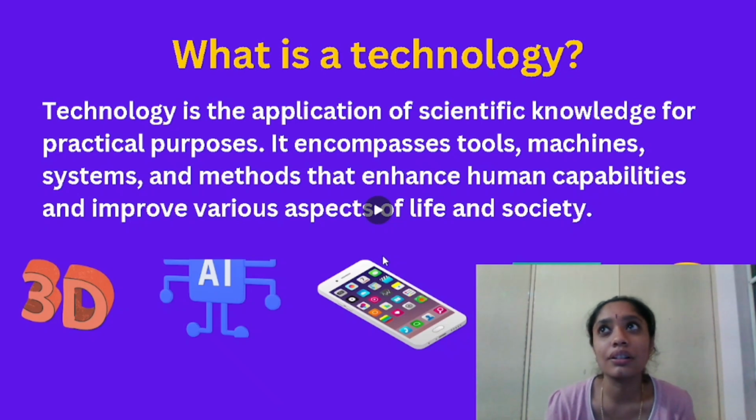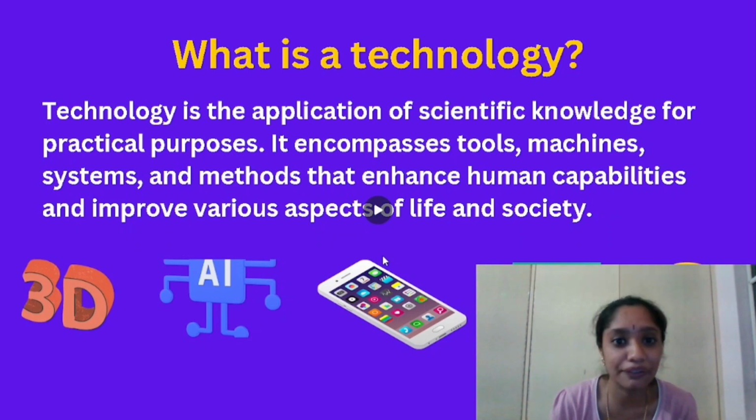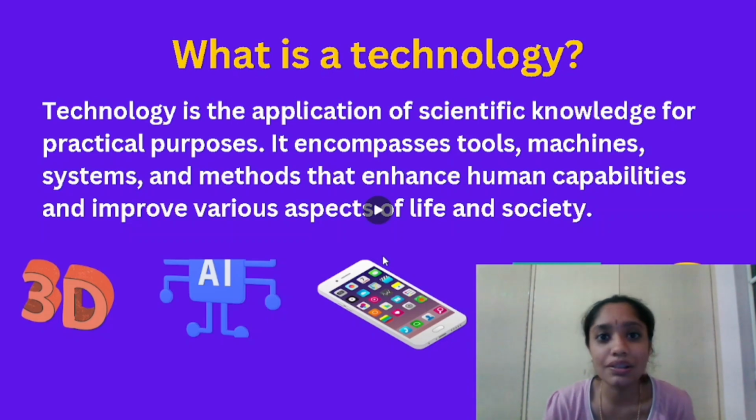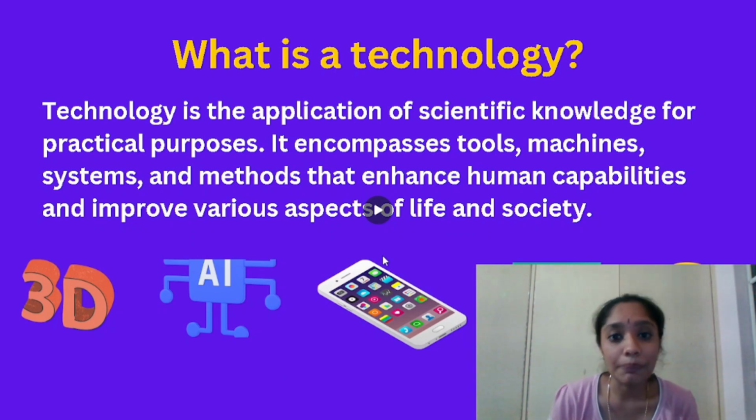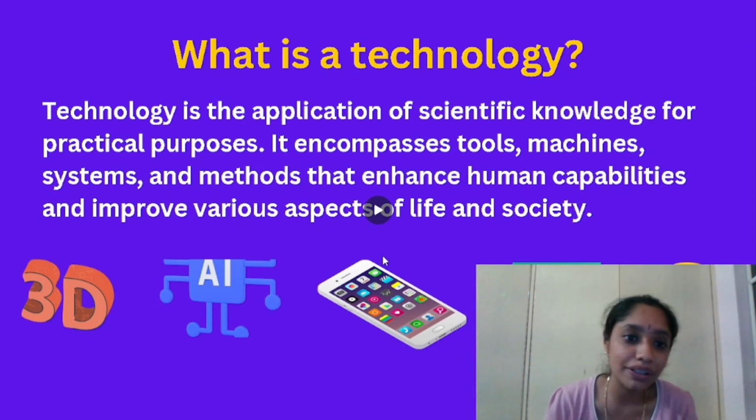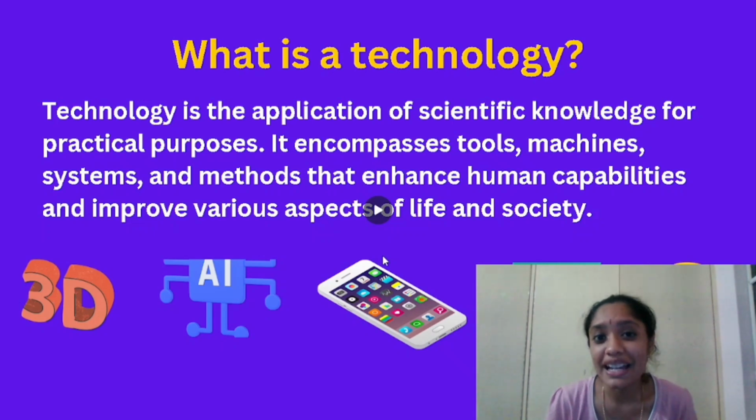Have you ever wondered whether at such a time these types of technologies would come in the future and create a great impact on our life? So, yes, but also the question arises whether the technology is a boon or bane. Also, it is helping the society to update. So, it is scientific knowledge for practical purposes. It is making our work easy, of course.